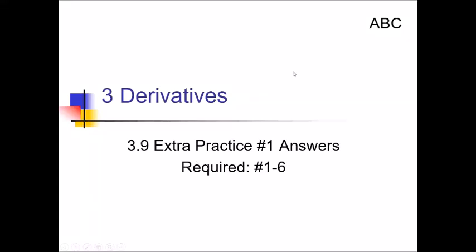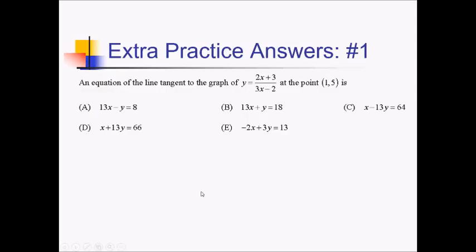Hello there, Mr. Sutton here with the AB Calculus 3-9 Extra Practice Number 1 solutions on tangent lines and higher order derivatives. For this problem, they want the equation of the tangent line of this graph at (1, 5). So we've already got the point for the tangent line. We just need the slope of this function at this point.